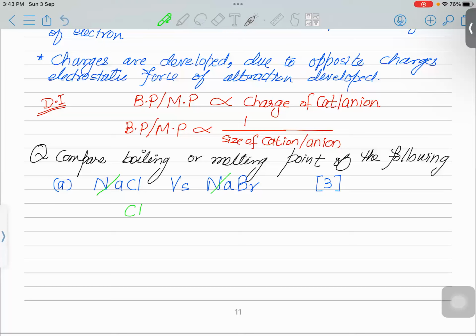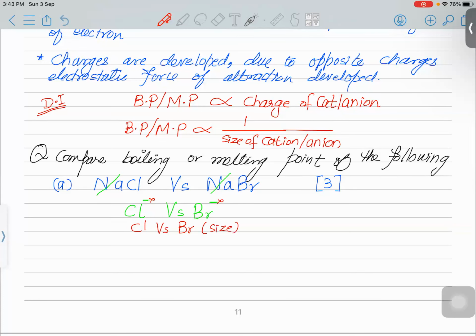Now you have Cl minus, Br minus. Now which thing is common? Which thing is cancelled out? The negative sign, yes, charge. So charge is cancelled out. Now the only factor is size.